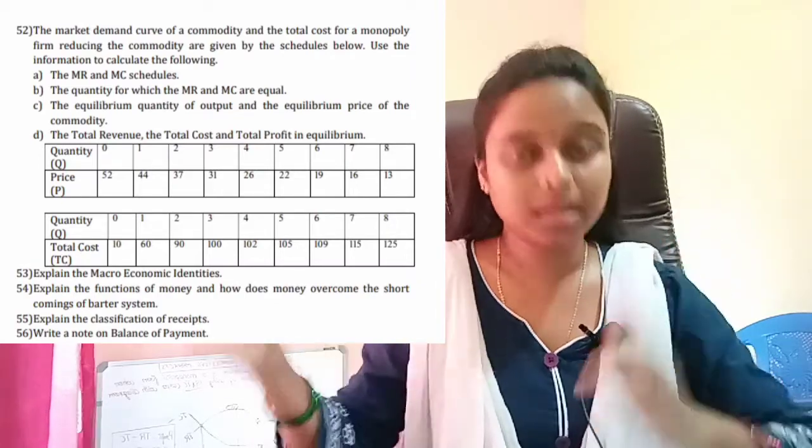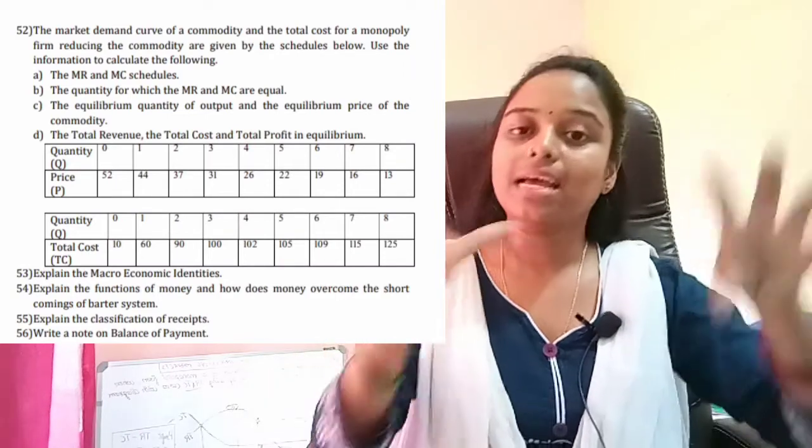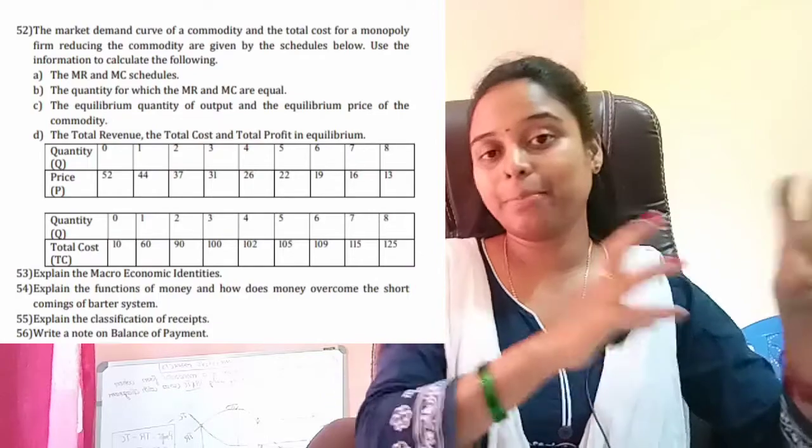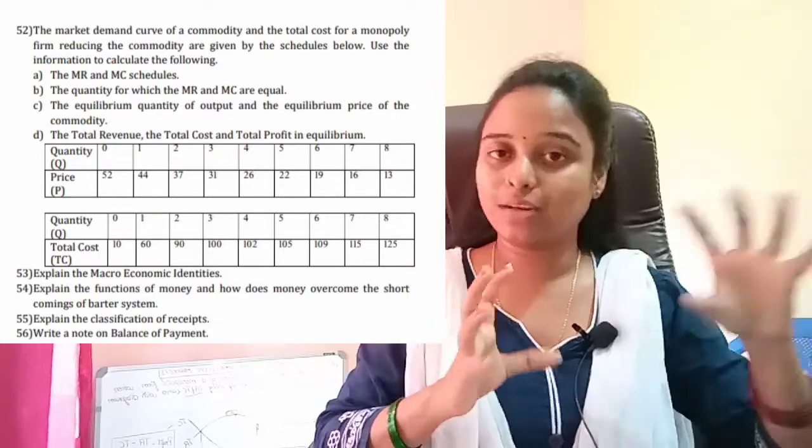Balance of trade also you have to write fully. We have net invisibles, that also you have to write. Then you write about capital account. What are all the components included in the capital account, that also you have to write.